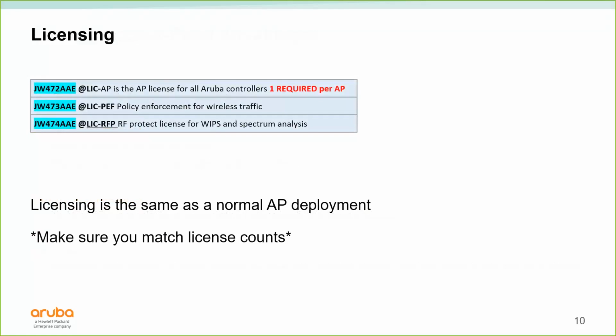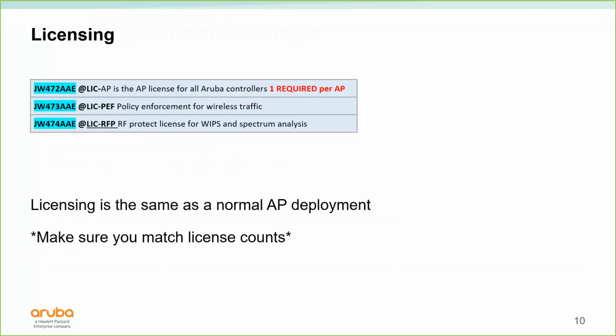I want to do 20 access point licenses, but I only want to install the policy enforcement for 10 of those APs. You can't really mix and match in that way, so you always have to match your licensing. If I have 20 AP licenses and I want policy enforcement, I need to have 20 policy enforcement licenses. So if somebody already has a controller with licensing and they say, I need 20 wraps, it's good to find out what kind of licensing they had on that controller so you can just match it.